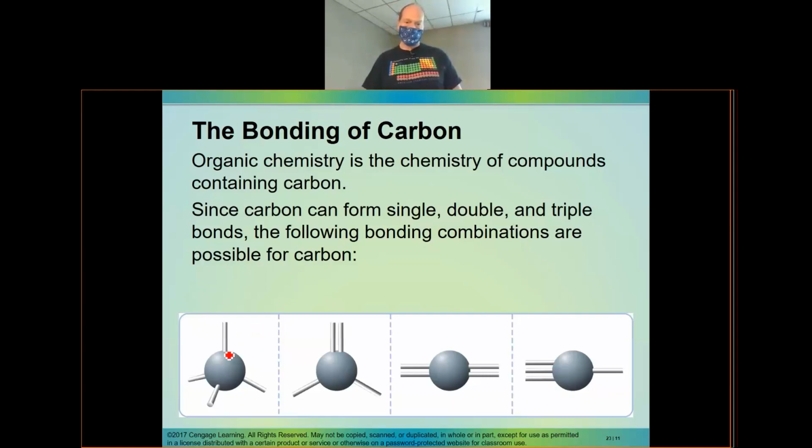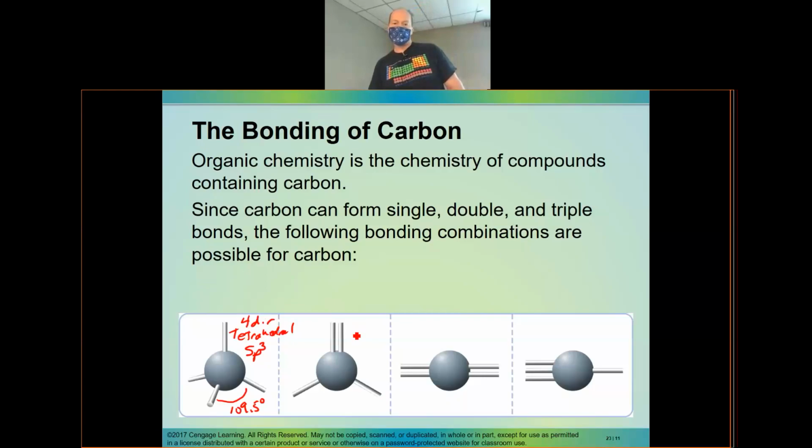So back in chapter 10, when you have 4 single bonds, you have 4 directions. When you have 4 directions, you have a tetrahedral. And tetrahedral has the hybridization of sp3. So when you have 4 directions, your tetrahedral, your sp3, your bond angle here is 109.5 degree bond angle.